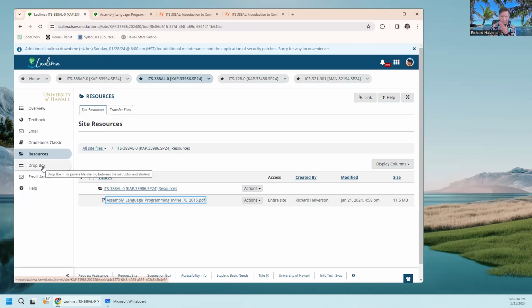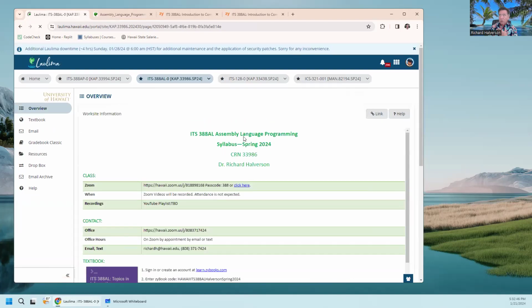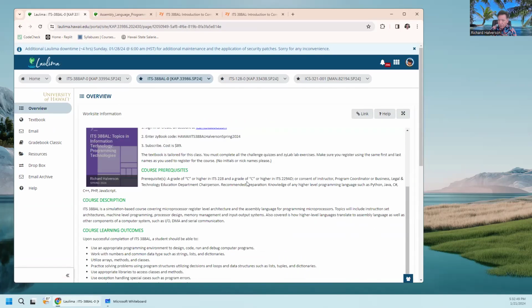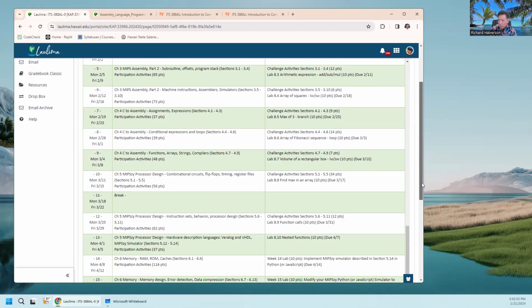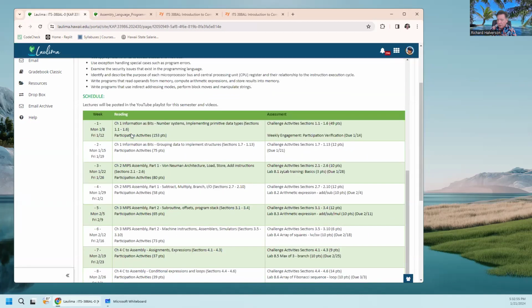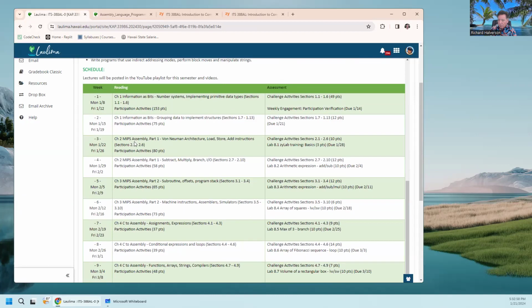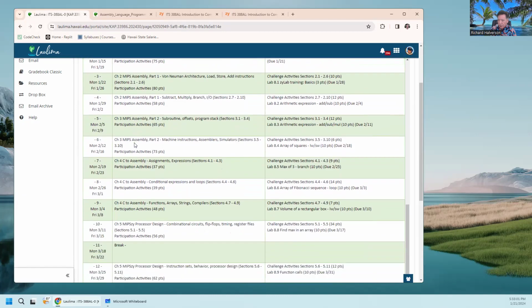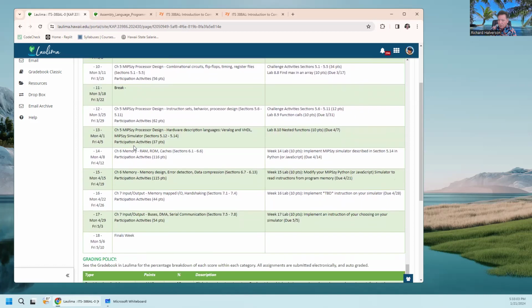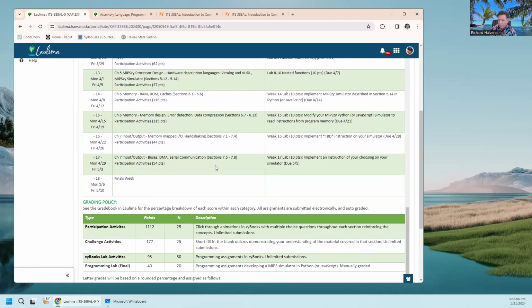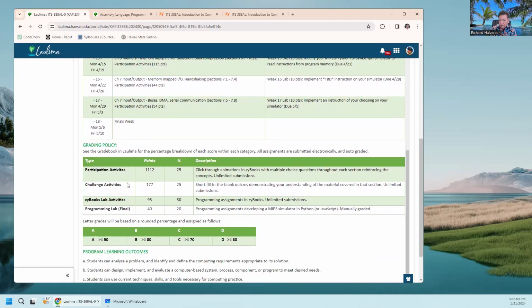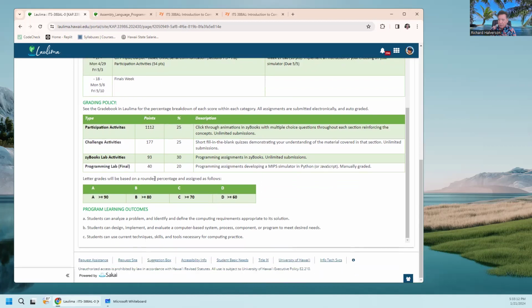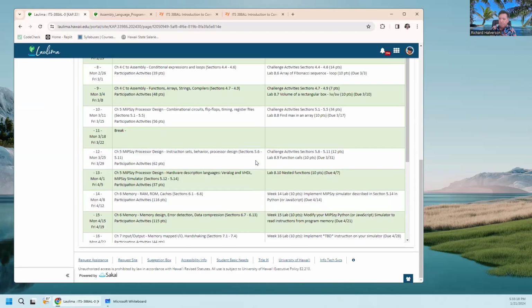Anyway, Dropbox, in case you want me to take a look at your code, and maybe in the last assignments we'll do that. You may want me to take a look at your code. So if you go down to the calendar here, it's 2 weeks per chapter. And there's the participation and challenge and lab activities inside the book, and then there's this programming assignment at the end.